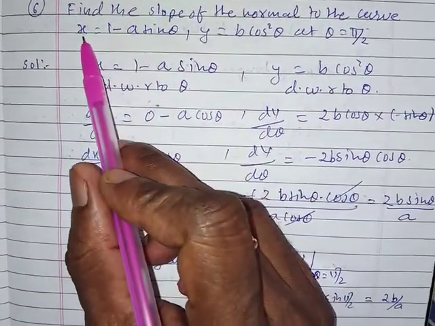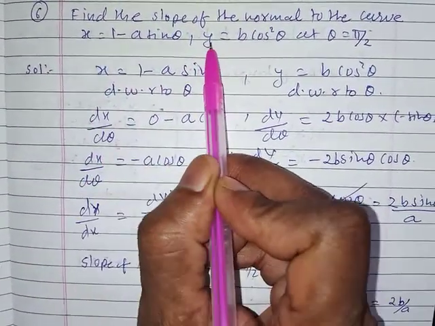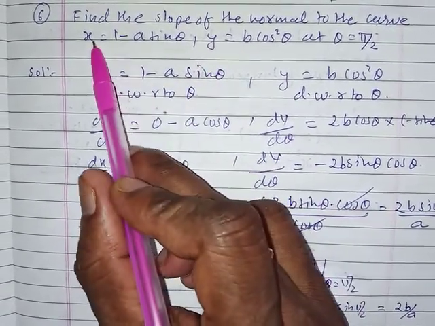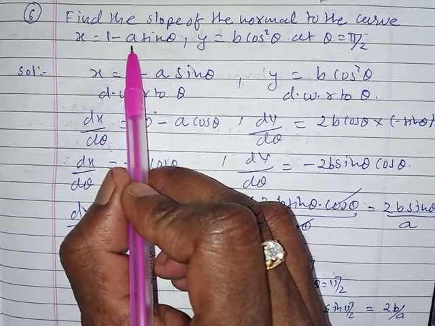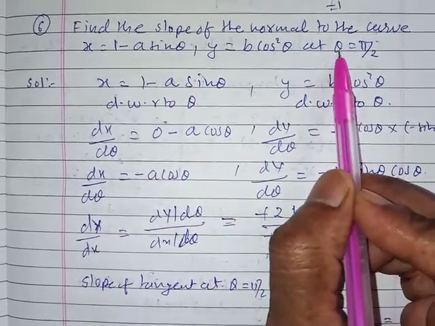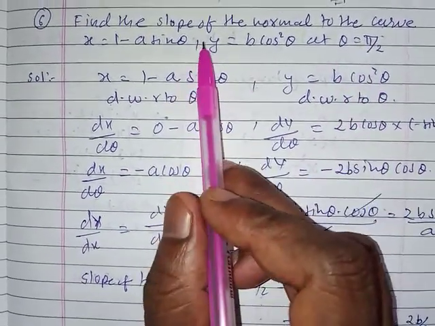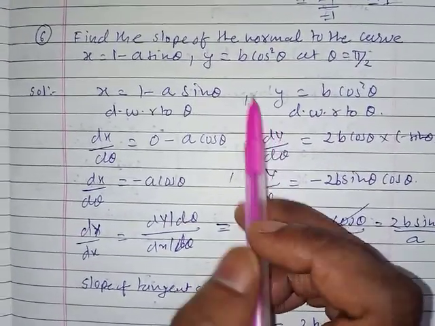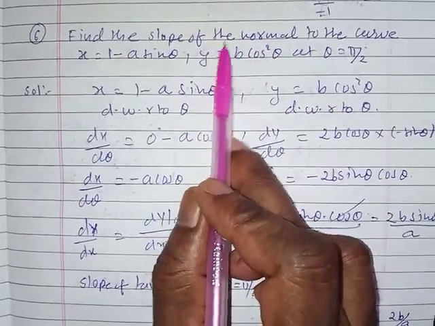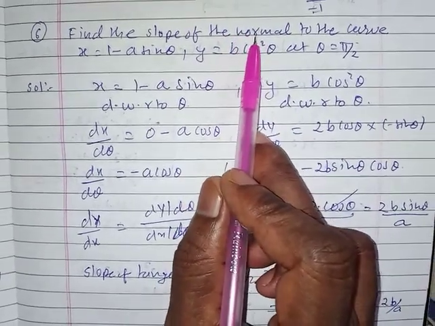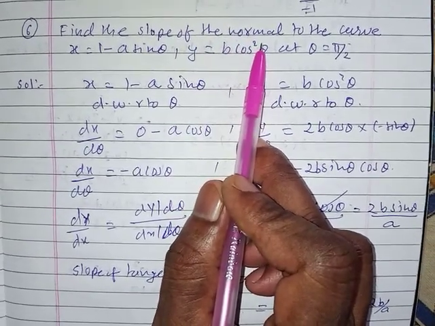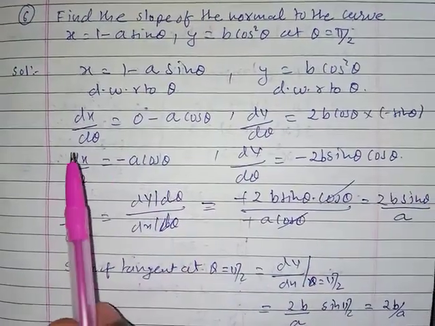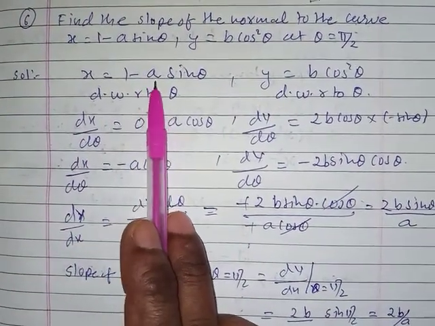So first you have to find dx by d theta and dy by d theta, then dy by d theta upon dx by d theta at theta pi by 2 will give you the dy by dx at pi by 2. Then if you invert it, multiplying with minus 1 upon dy by dx will give you the slope of a normal. Easy.